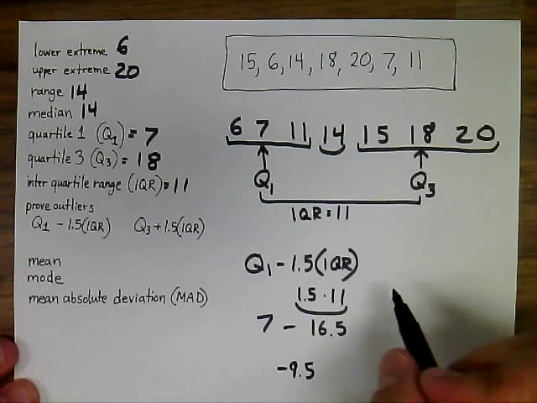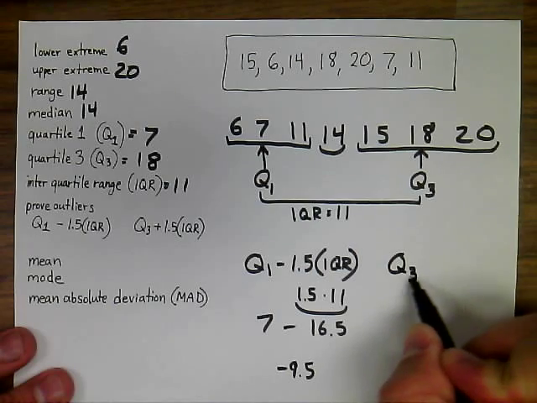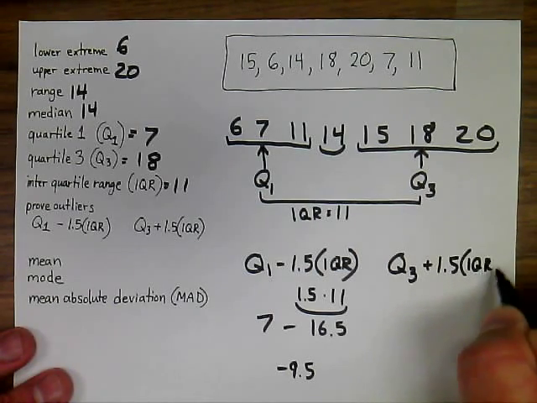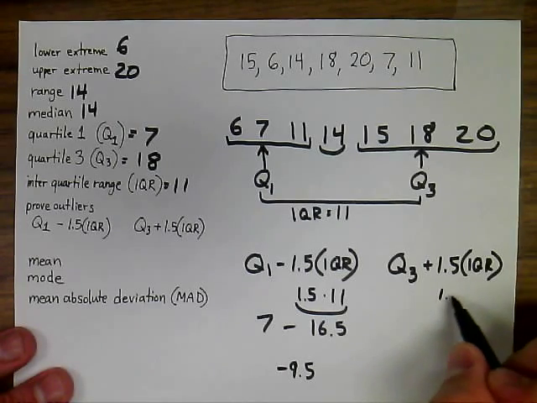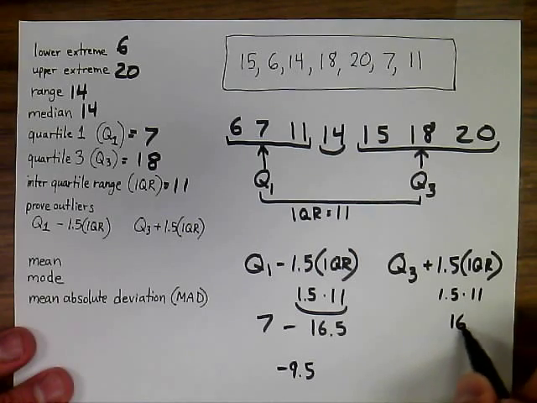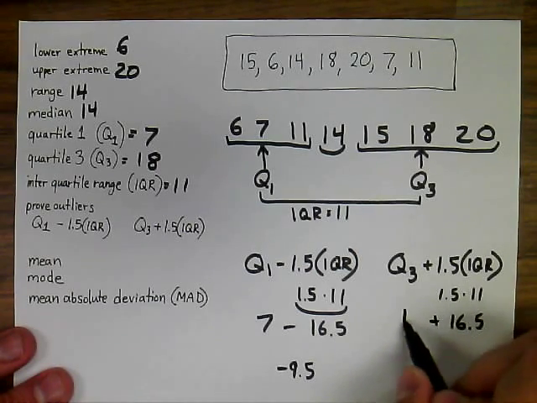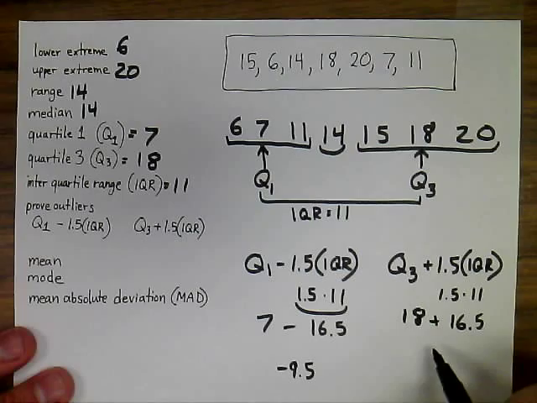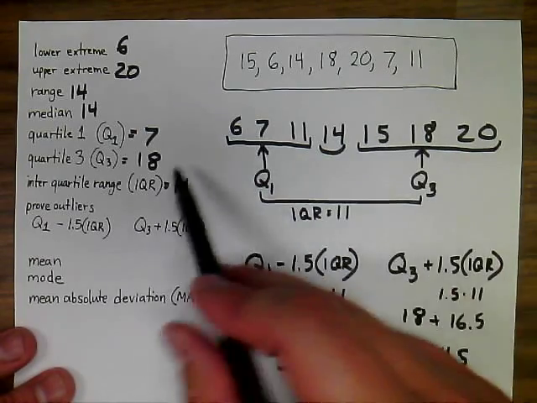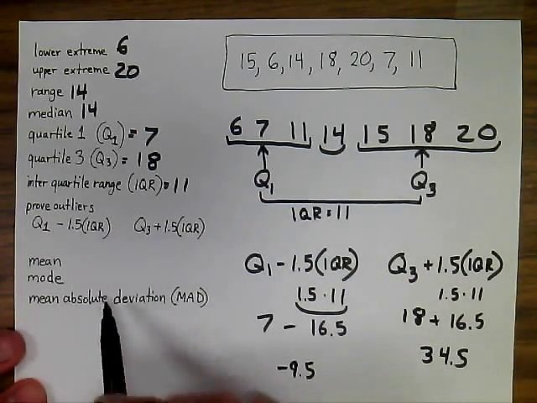Now we're going to do the same thing on the right-hand side of the data using the other formula. We're going to add 1.5 times the IQR. And you can see that 1.5 times 11 is still 16.5. And we'd now add that to the 18, giving us 34.5. And again, clearly, there's no data 34.5 or greater, so there's no outliers in this data set. And now we've proved that.